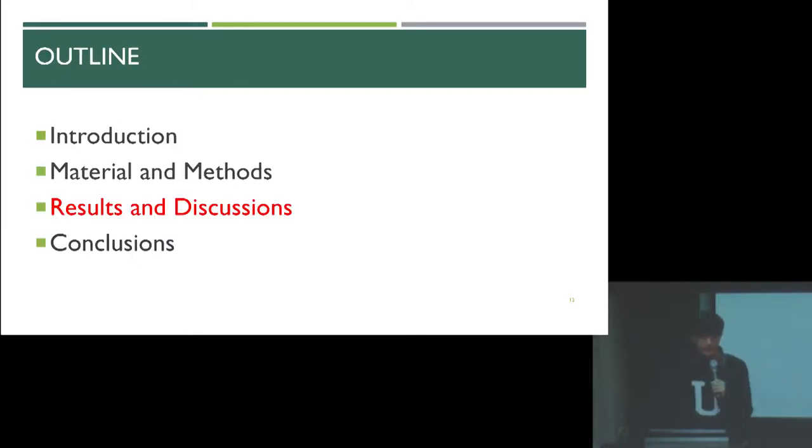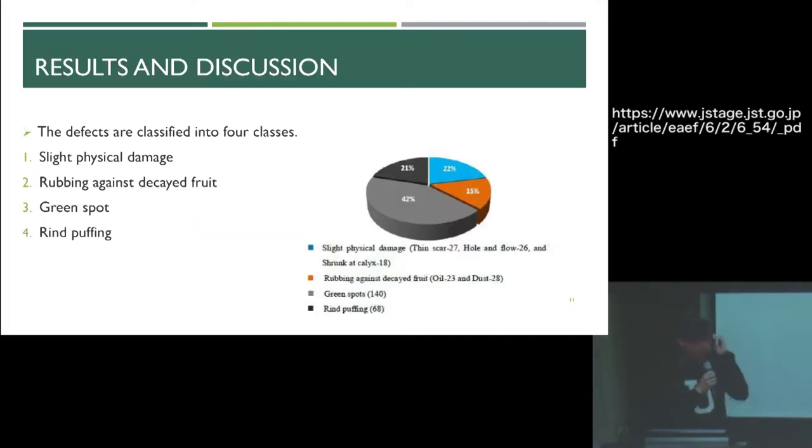And next is the result discussion. After we captured the images, we found that the defects are classified into 4 classes. The first is physical damage, then rubbing against decayed fruit, green spot, and ring puffing. As you can see from the figure, almost half of the portion is green spot, and the rest are very close to each other.